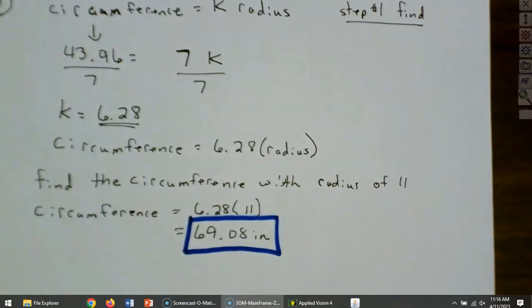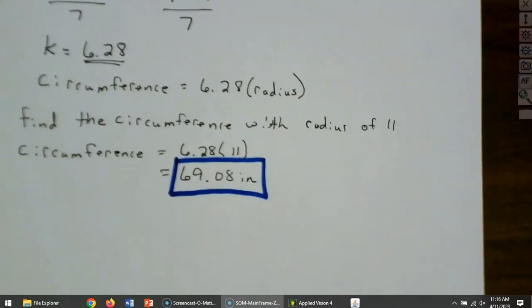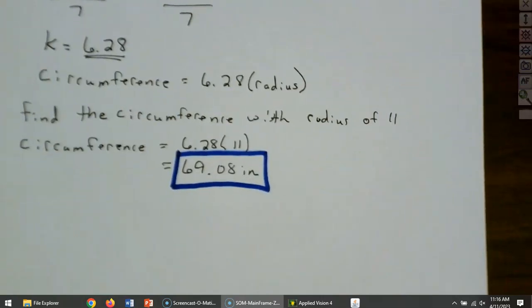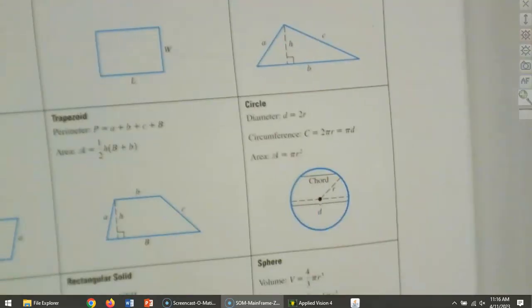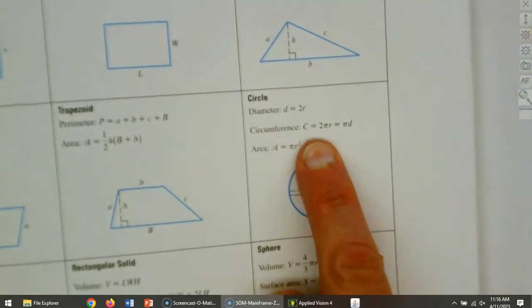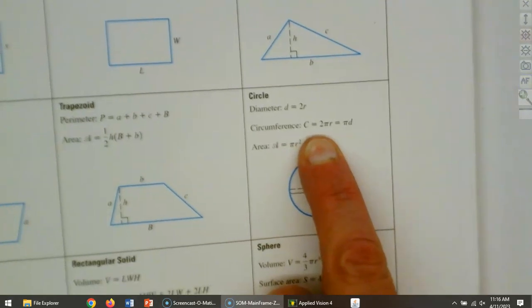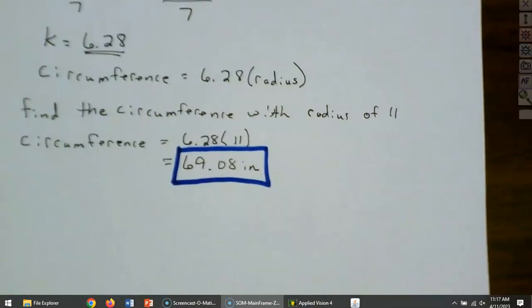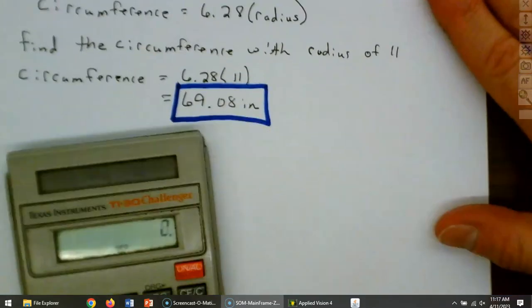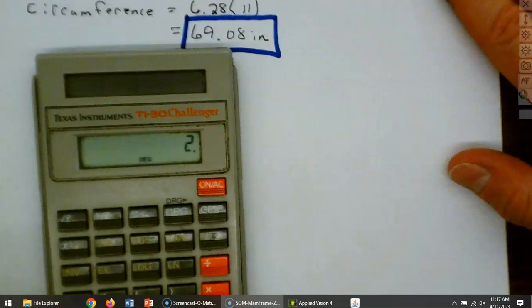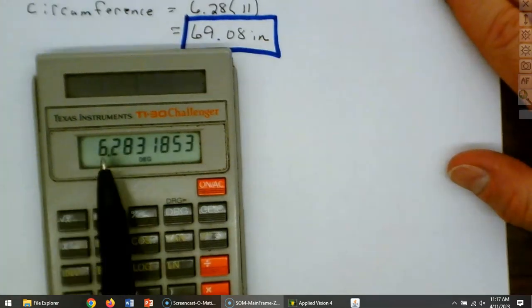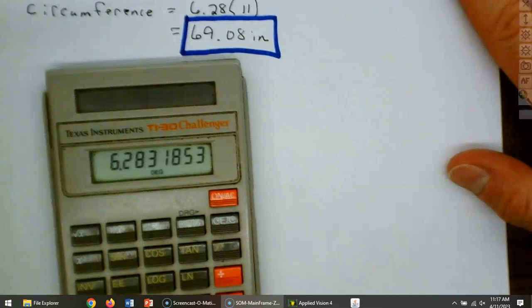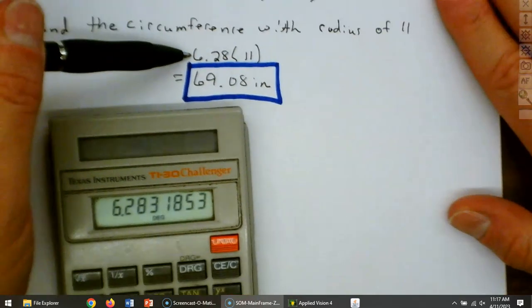Now, what we just found was our formula for the circumference. If we go to the back cover of our textbook, what's our formula for the circumference of a circle? 2 pi r, right? What's 2 pi? 2 times pi is 6.283, goes on forever. That is your k. So that is what we found.